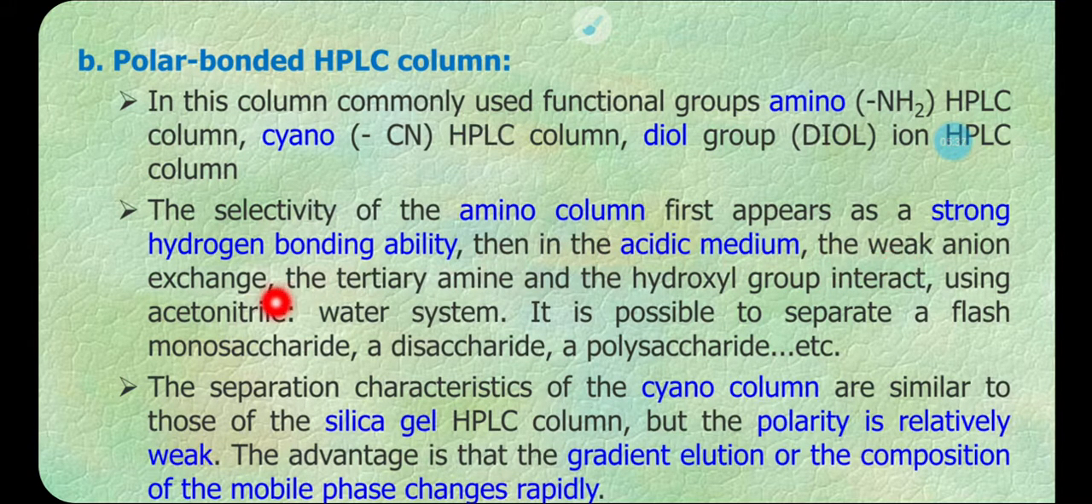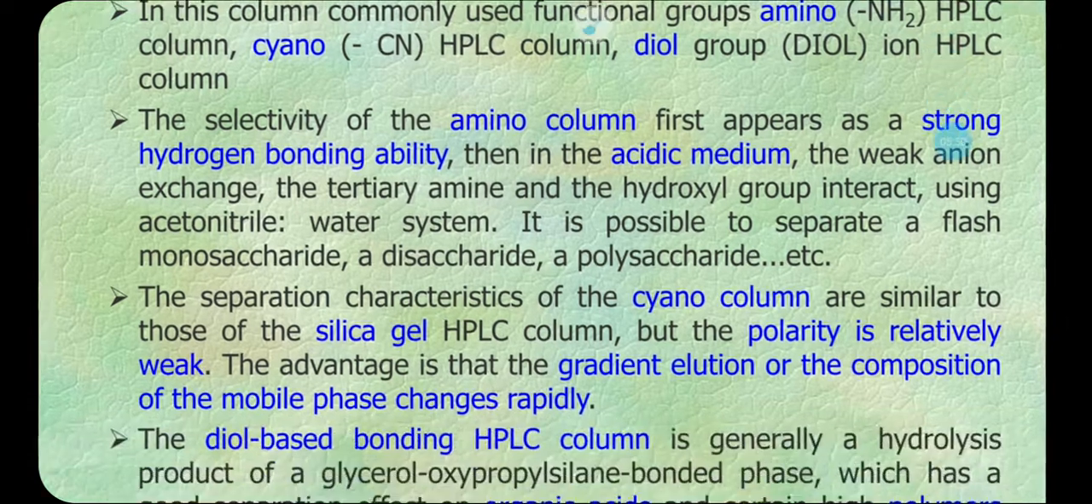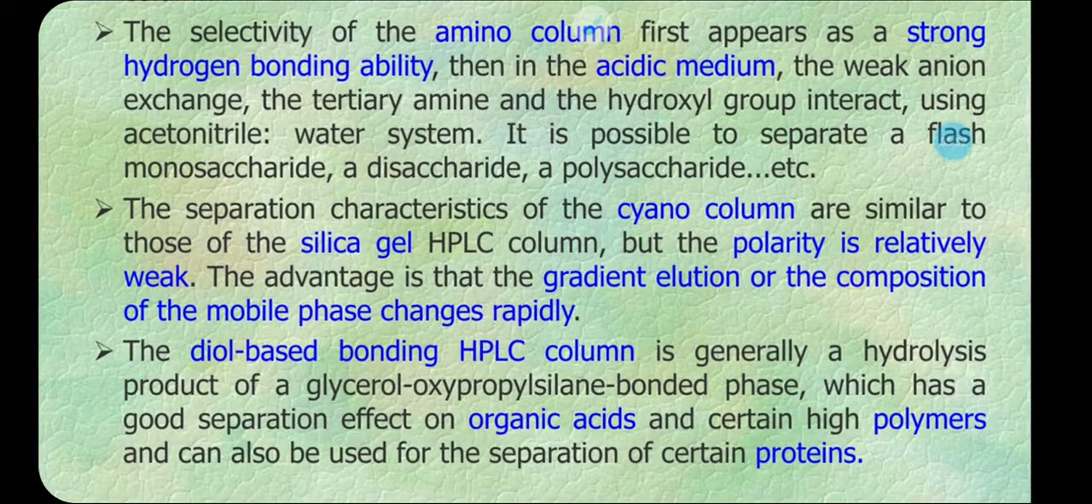The weak anion exchange and tertiary amines of the hydroxyl group interact using an acetonitrile water system. It is possible to separate monosaccharides, disaccharides or starch material, etc., because these materials have functional groups. Second, the separation characteristics of the cyano column are similar to the silica gel HPLC column, but the polarity is relatively weak. This is an advantage for good gradient elution composition.